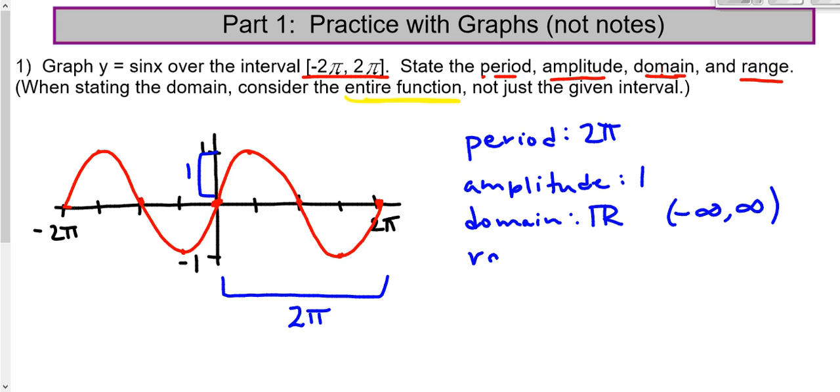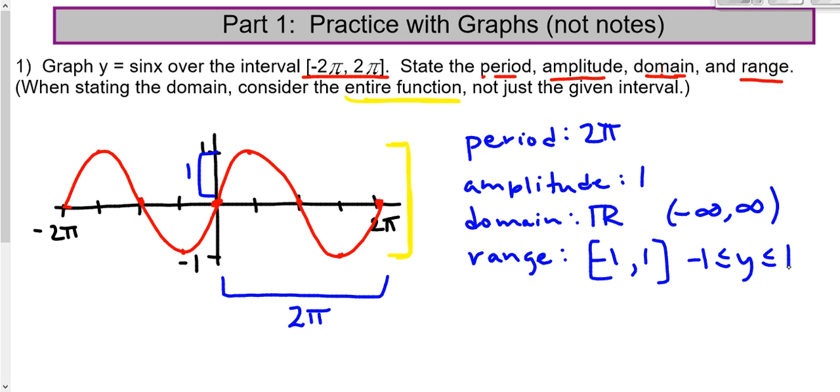And then what's the range? So what y values do we notice this graph is going through? It's going up to a height of 1 and down to a height of negative 1. It does touch 1 and it does touch negative 1, so we would include those in the endpoints. We would include negative 1 and 1. So using interval notation, we have the interval from negative 1 to 1, or if you want to use inequalities, you could say negative 1 is less than or equal to y is less than or equal to 1.